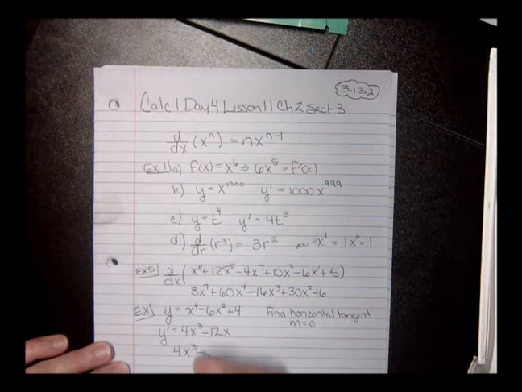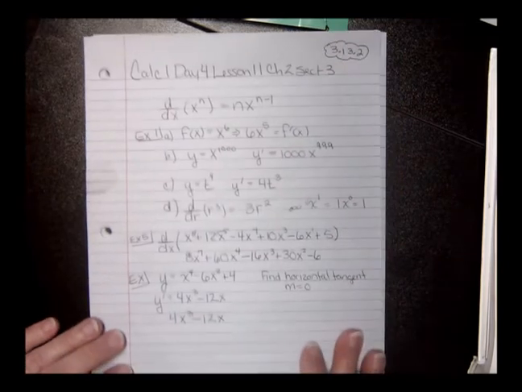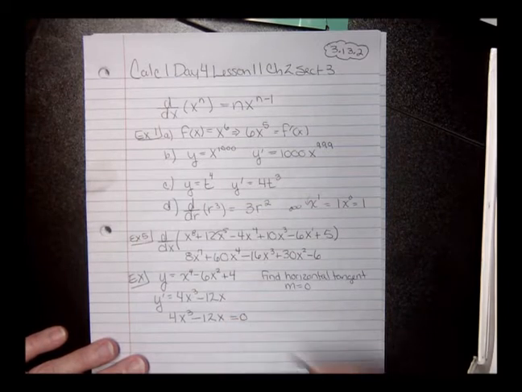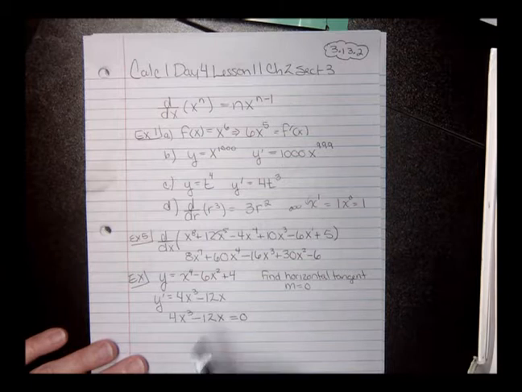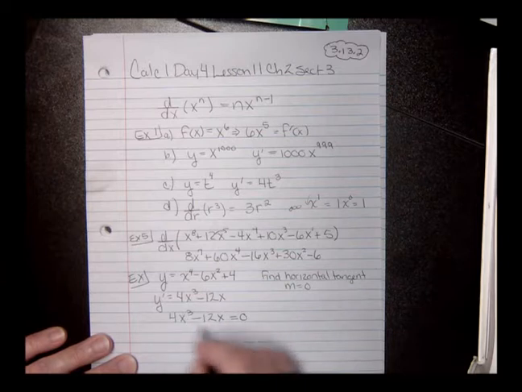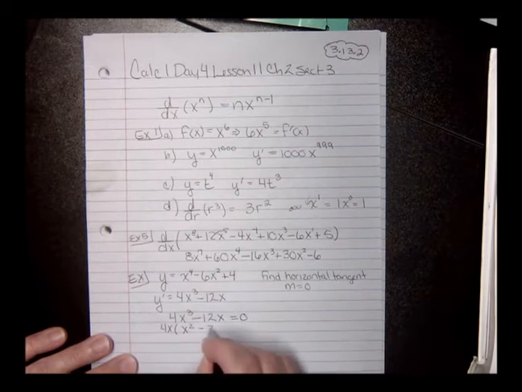Why am I setting it equal to 0? Well, because I want to find the slope of the horizontal line, and the horizontal line has a slope of 0. So this represents slope equals 0. So now I'm going to factor out my 4x, and I have x squared minus 3 equals 0.